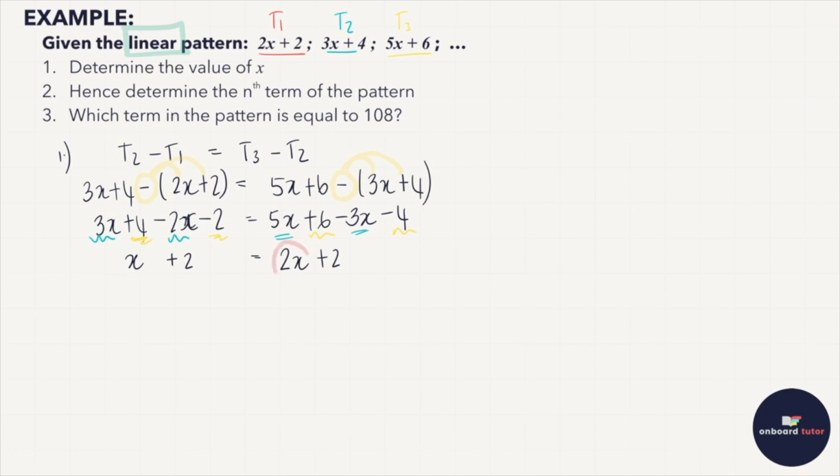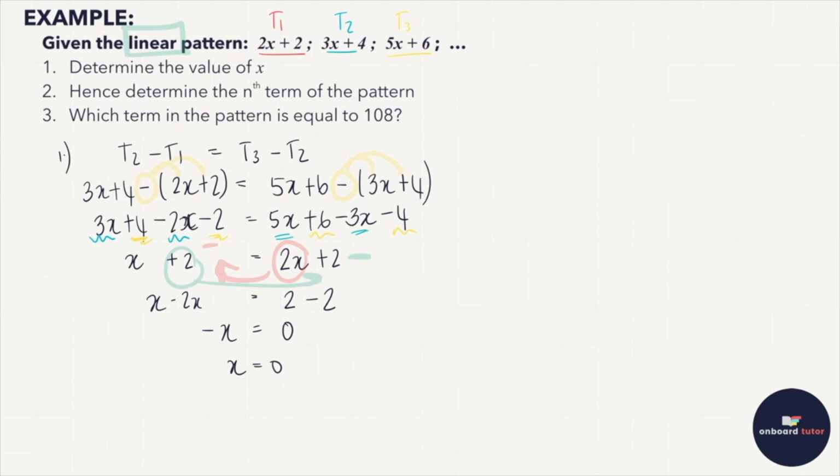We're going to move this across. It's going to become a minus on this side. And we're going to move this one across. And it's going to become a minus on this side. So we're going to be left with x minus 2x is equal to 2 minus 2. And so we end up with minus x equals 0. And that means if we divide both sides by a negative, x is equal to 0.